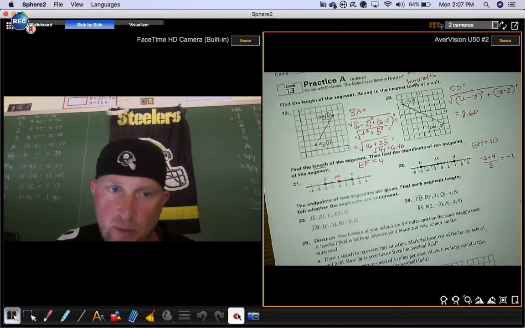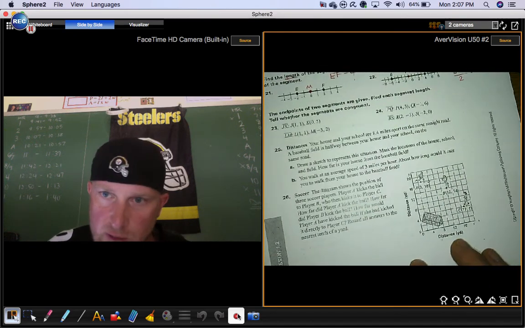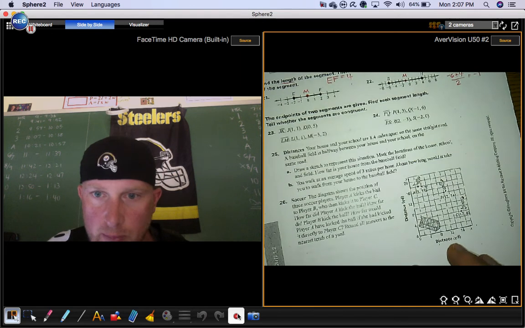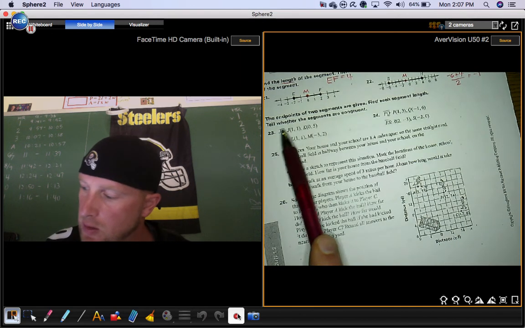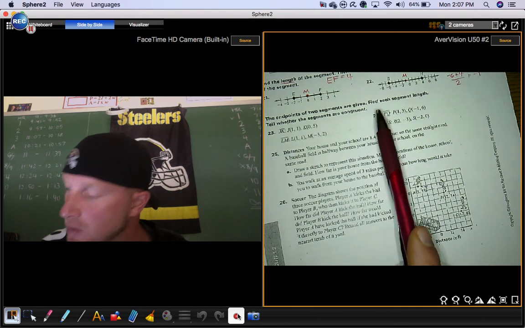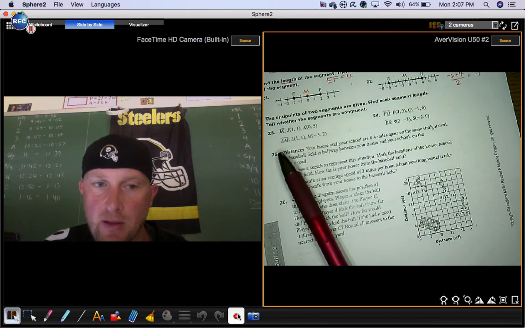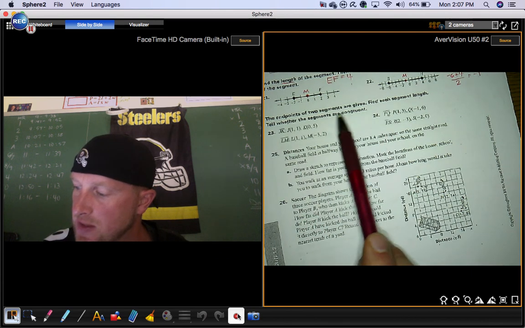This is PracA 1.3. We're going to look at numbers 23 and 24. They tell you the endpoints of two segments are given. Find each segment length. Tell whether the segments are congruent.